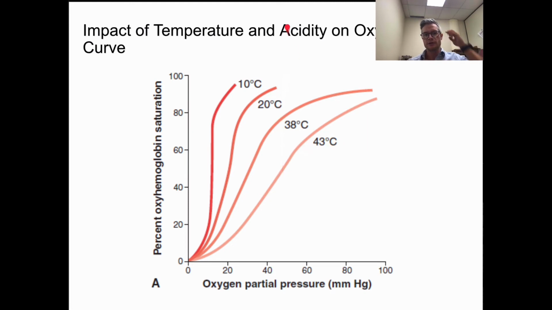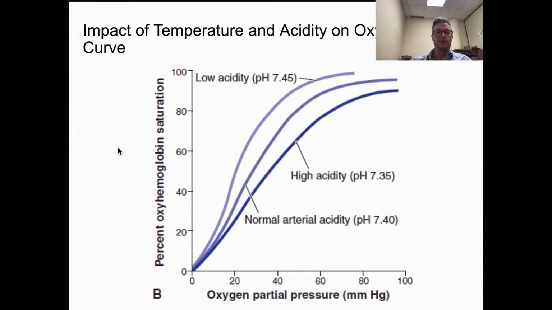So you might have noticed that it says temperature and acidity. We'll now look at another factor, that was temperature. So increasing temperature shifts to the right, decreases affinity for oxygen, increases unloading. Well, let's take a look here. What might we expect if we're exercising?